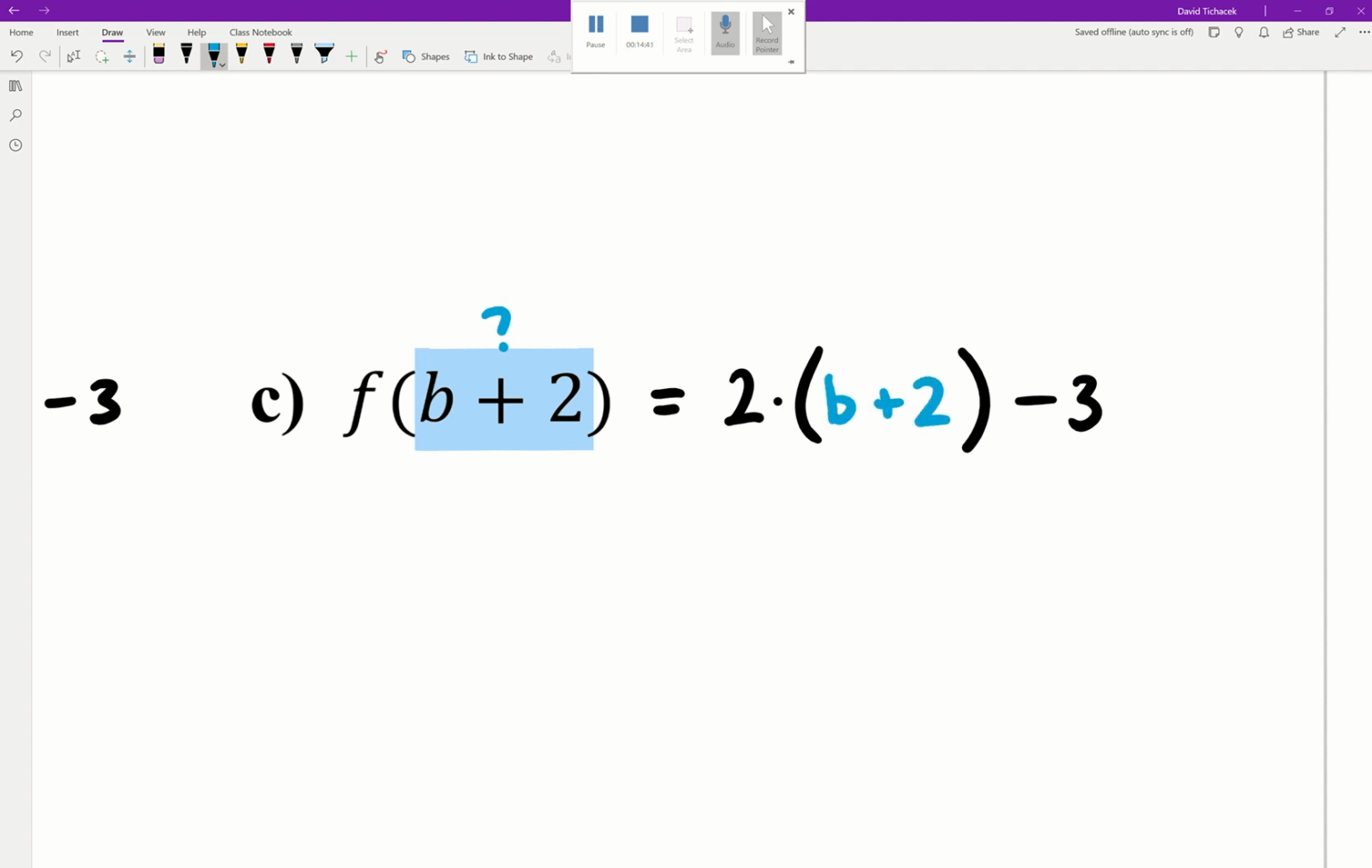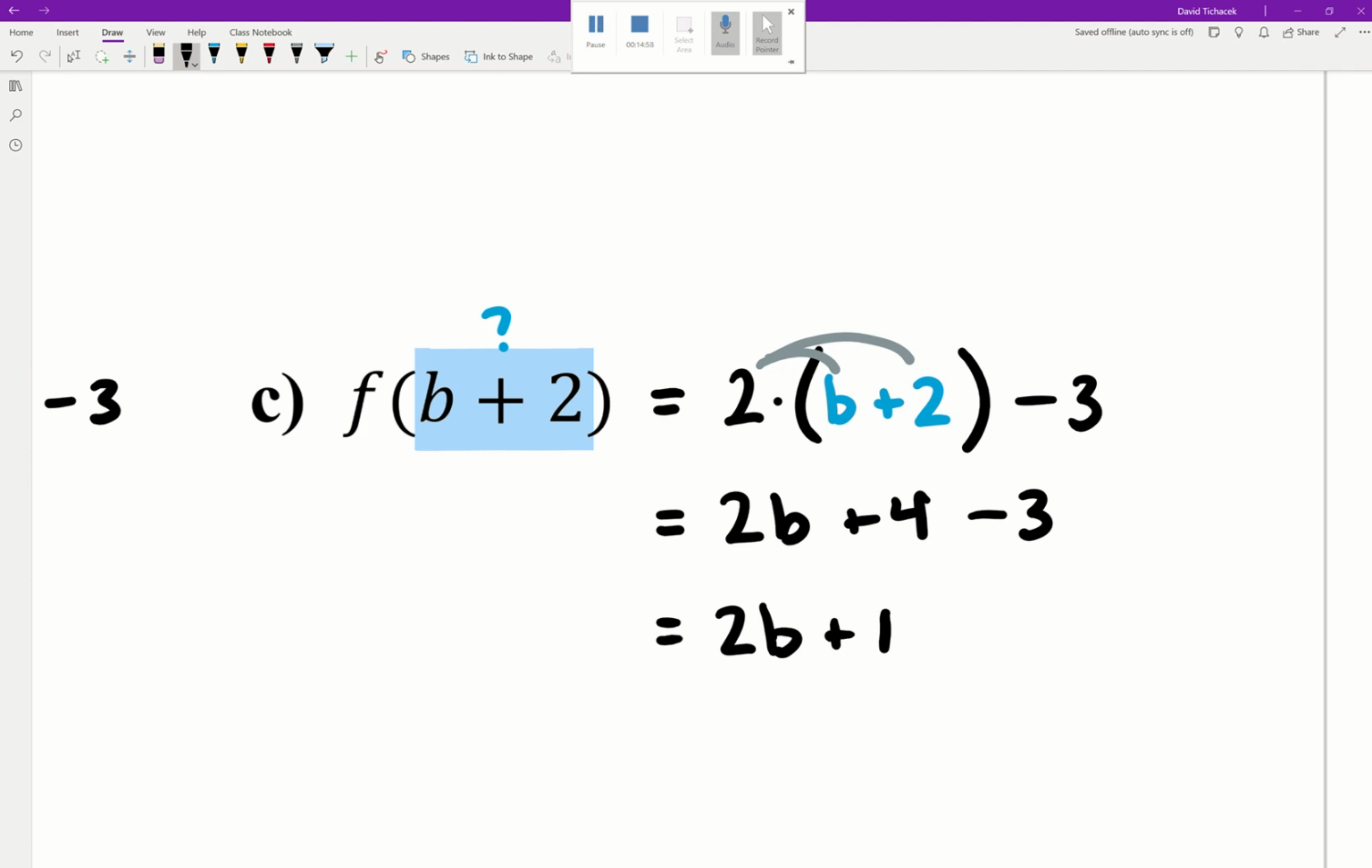That input is just b plus 2, and because we know algebra, we can go ahead and take care of this pretty easily, because distributive property says I'm going to distribute that 2 inside, so 2 times b plus 4 minus 3, and then order of operations there, I've got a couple of constants I can combine like terms, so 2b plus 1 would be the output that goes along with an input of b plus 2.